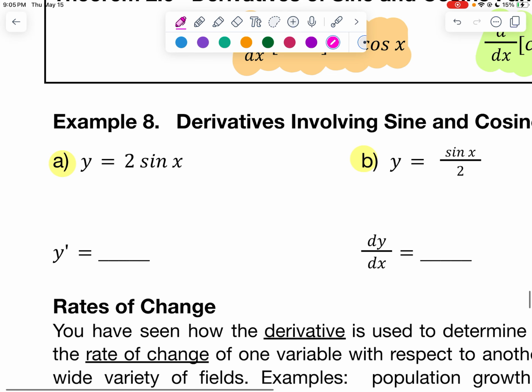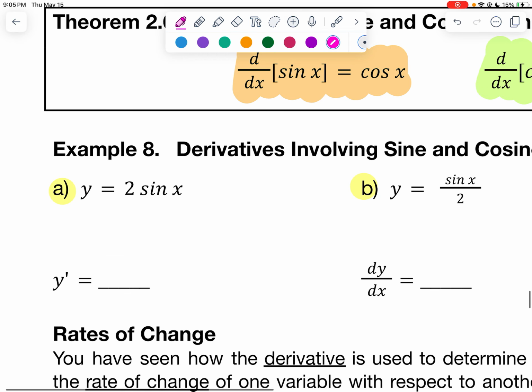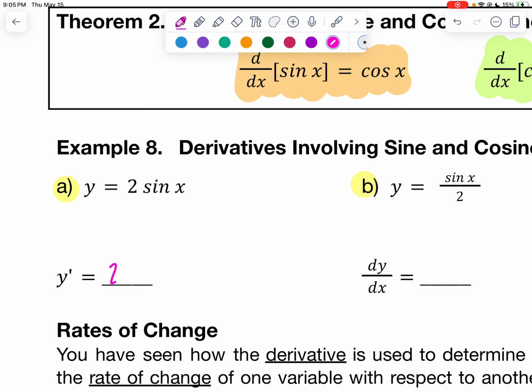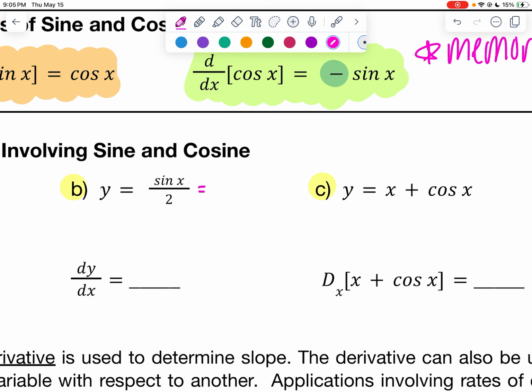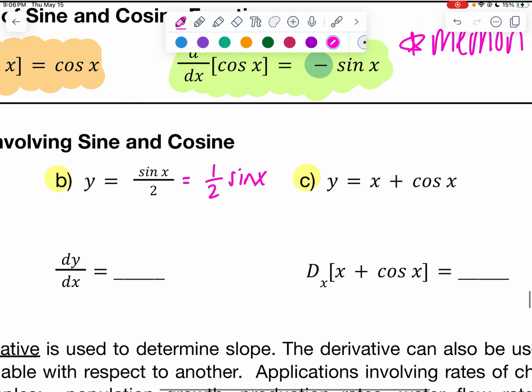For part A, y is equal to 2 sine of x. 2 is the constant, so I'm going to leave it in. Then my sine of x just turns to a cosine of x, so this becomes 2 cosine x. For part B, I'm going to rewrite this as 1/2 sine of x. Again, 1/2 is a constant. When I take the derivative of sine of x, that gives me cosine x, or I can rewrite it as cosine of x over 2.